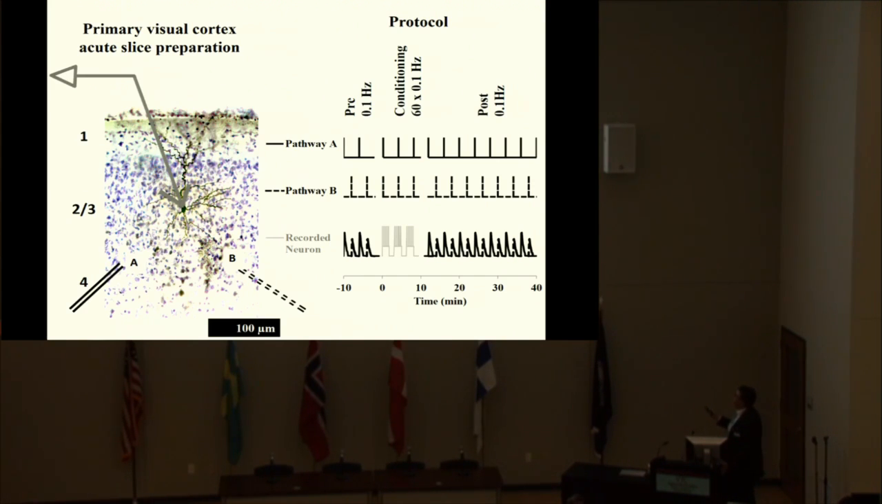And then you stimulate them in an interleaved fashion. Pathway A, wait 10 seconds. Pathway B, wait 10 seconds. Pathway A, 10 seconds. Back and forth. So you're getting baseline on the different inputs of the same cell.